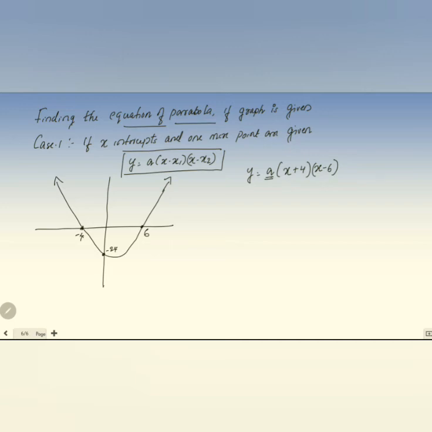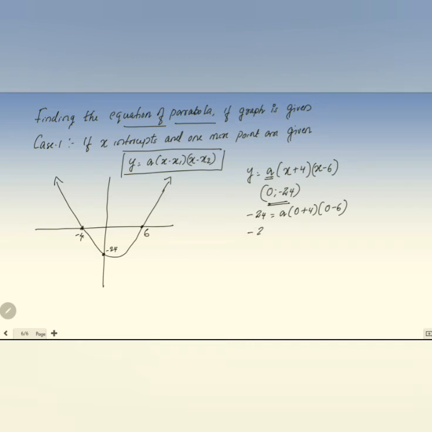The y-intercept is there. Let me write it in coordinate form, that is (0, -24). For finding only a, we are using this point. We can substitute, because this is a point on this graph. So y becomes -24, equal to a times the bracket, x value becomes 0 plus 4. Then in the next bracket, we can also put 0 for x, minus 6. Now we can solve and find the value of a.